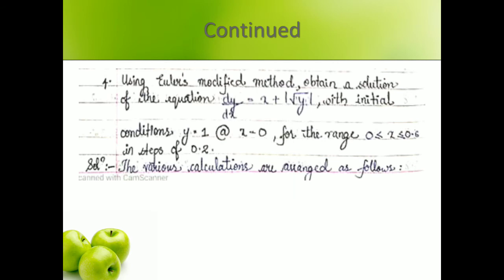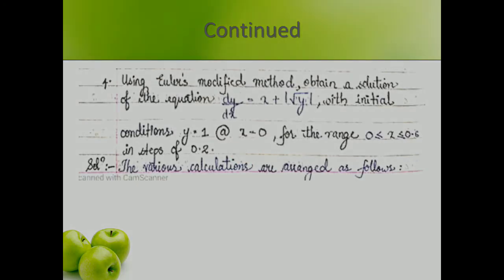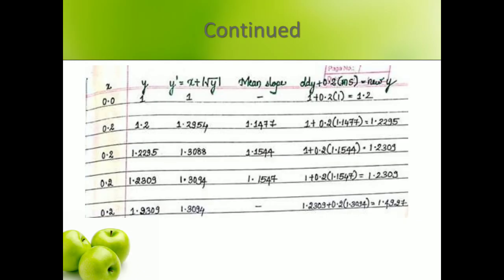Use Euler's modified method to obtain a solution of the equation dy by dx equal to x plus log modulus of root of y, with the initial condition y equal to 1 at x equal to 0, for the range 0.6, by taking a step size to be 0.2. So the table goes like this: x, y, y dash, mean slope, new y value equals old y value plus 0.2 into mean slope.